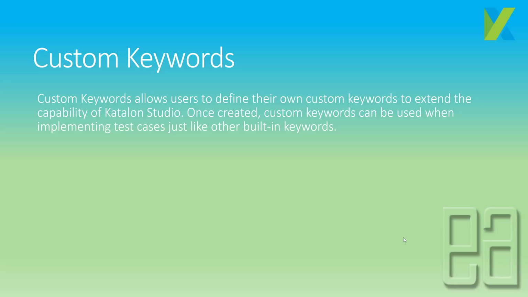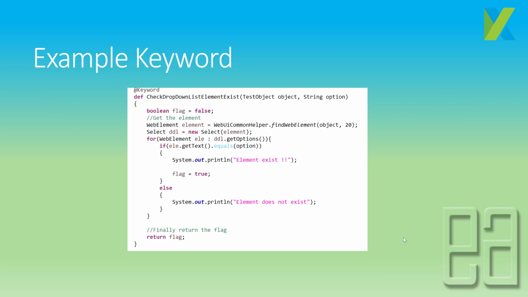These are different kinds of keywords which are available out of the box in Katalon Studio. But what if there are situations where we need to write our own custom keyword to perform certain kinds of operations which Katalon Studio does not provide out of the box? For instance, this one. As you can see here, this method is a simple keyword which I have created and which we are going to work with in this particular video. All it does is check whether the drop-down list element actually has the particular option within it or not.